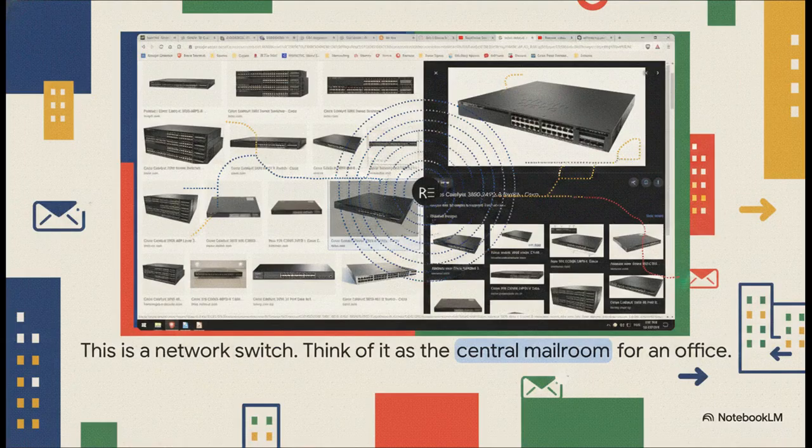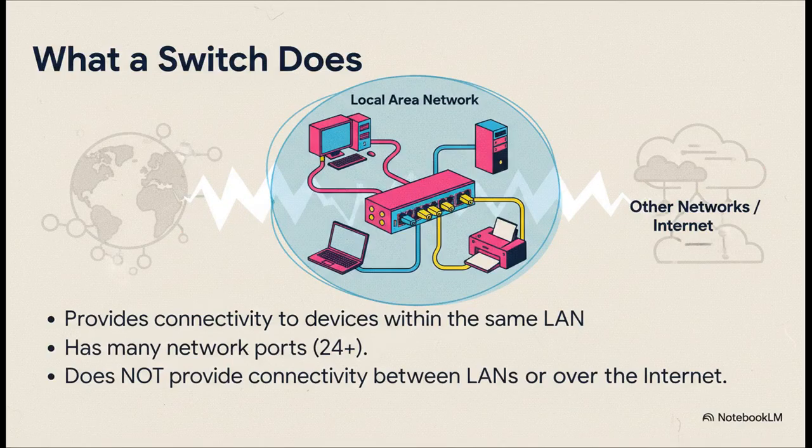The answer is this thing, a network switch. And honestly, the best way to think about it is like the internal mailroom for a single office building. It knows exactly how to take a message from one desk and deliver it to the correct desk, as long as that desk is inside the same building. So, the most important thing to get here is that a switch only operates within one single local area network, or what we call a LAN.